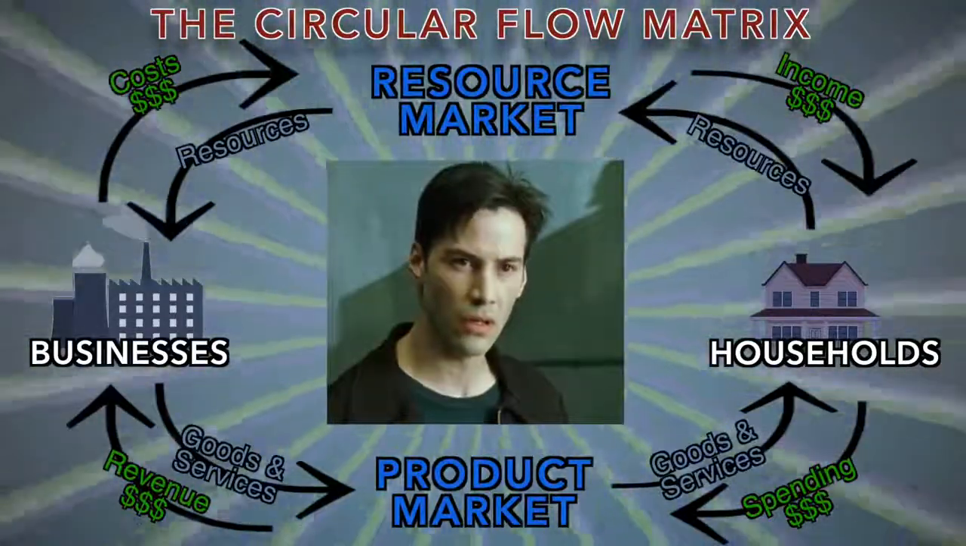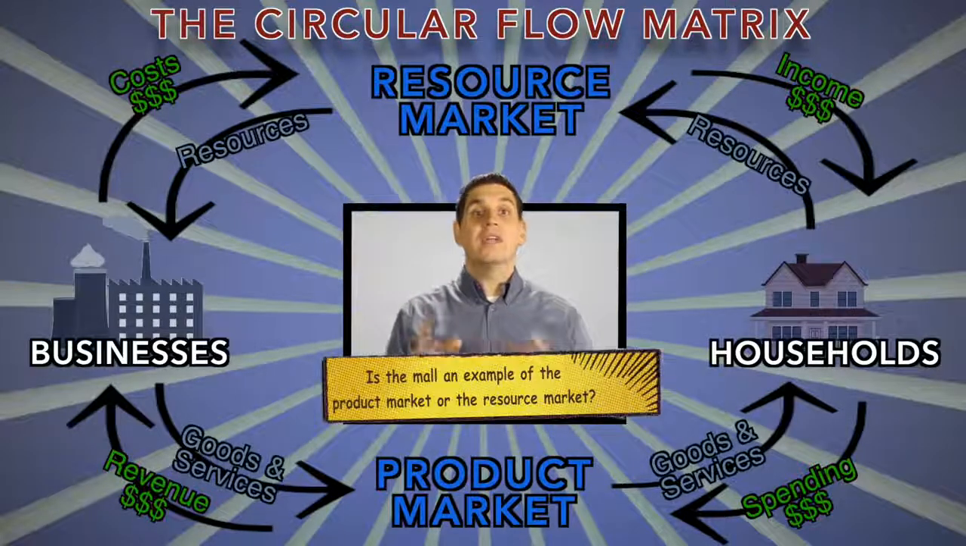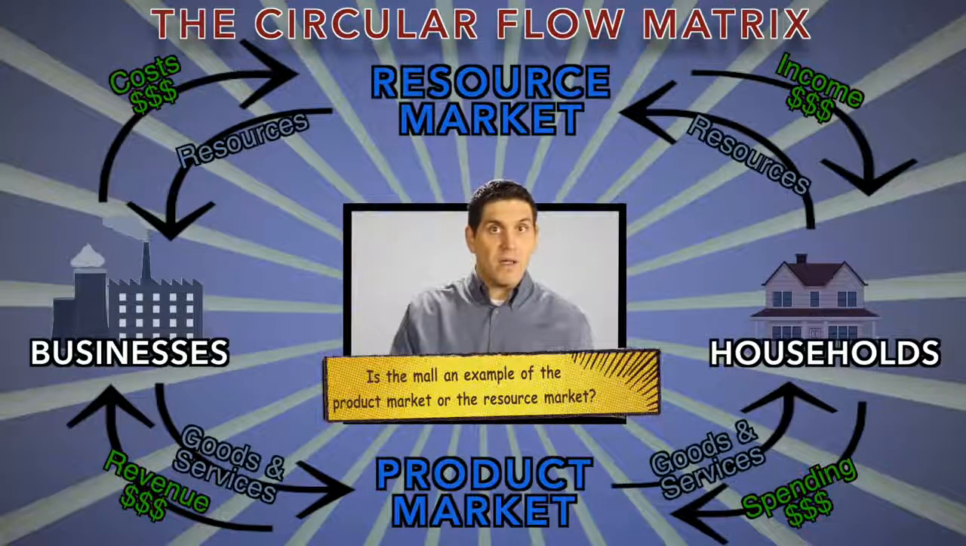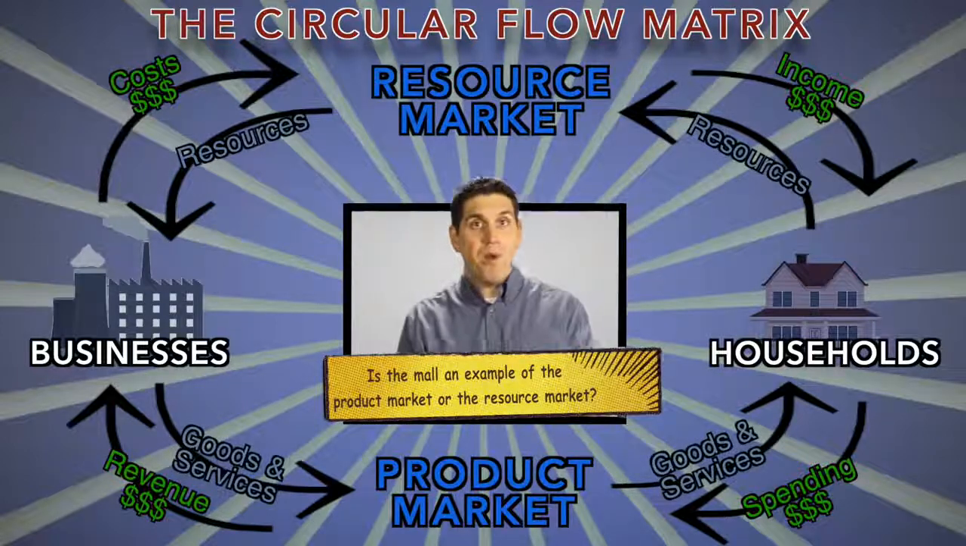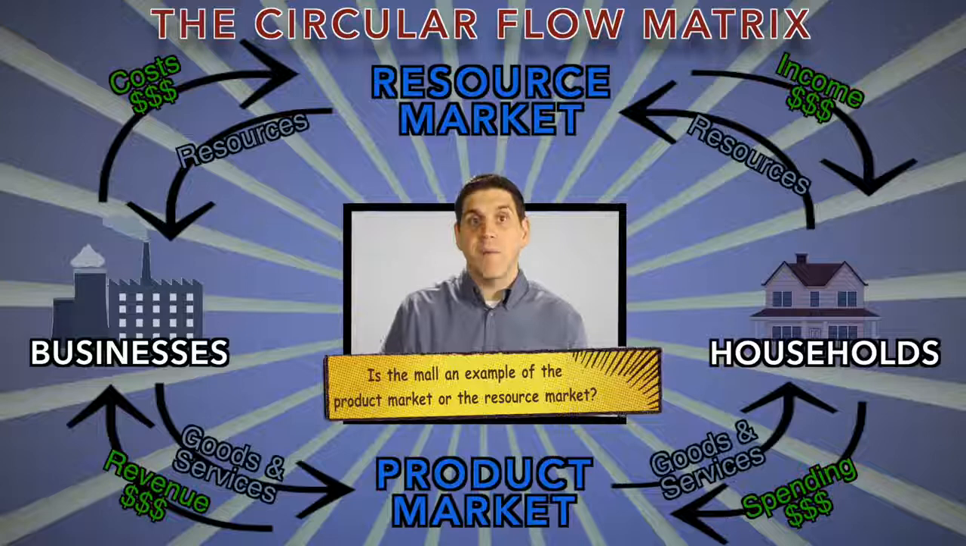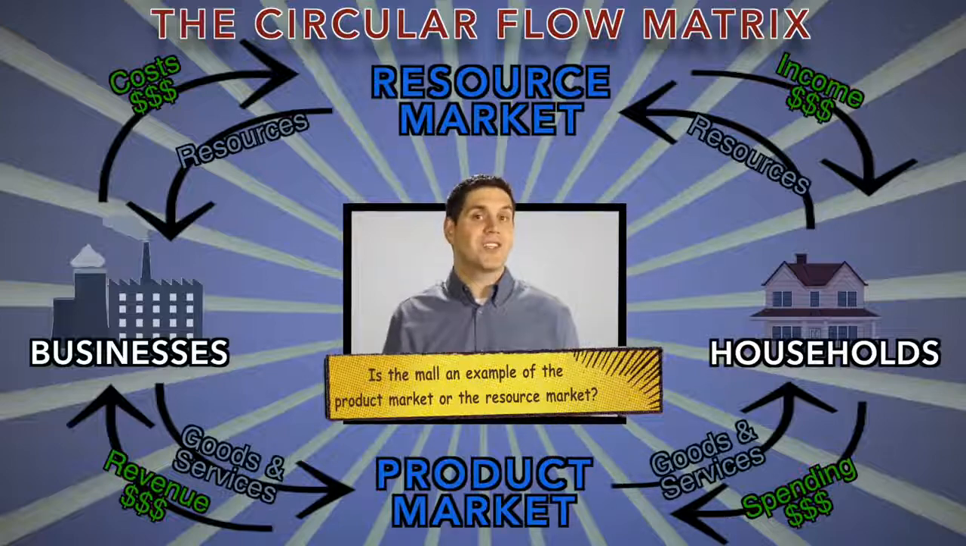Whoa. Now let me ask you a few questions to see if you really understand the matrix. First question, is your local mall an example of the product market or the resource market? It's both. Some people are there to buy products in the product market, but there's some people who are working or trying to get a job, and that's a resource market. So products, resources, and money are all being exchanged.